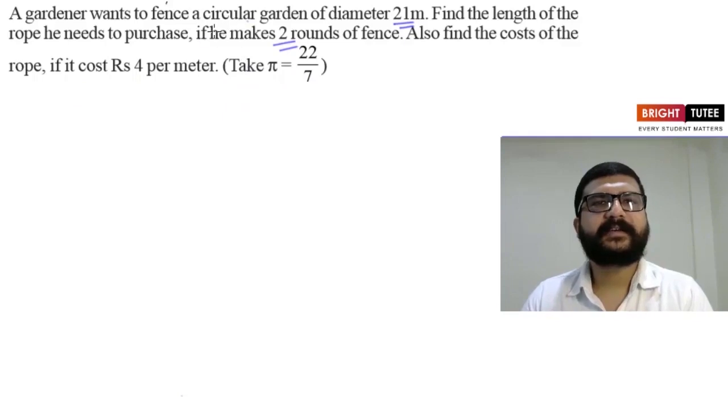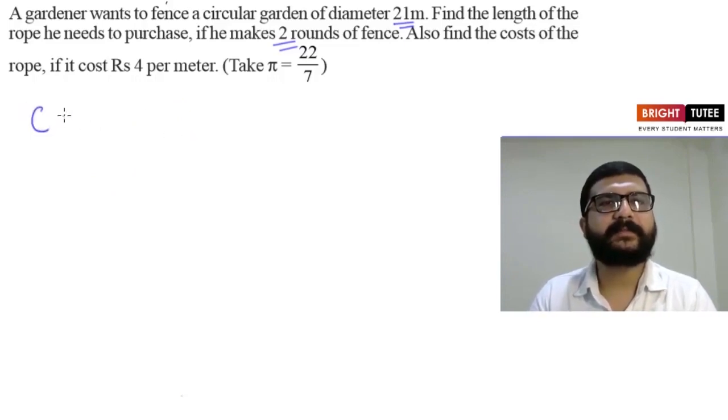So here, a circular garden is given and diameter is 21 meters. So what we have to do, we have to do fencing. For fencing we need distance around the garden, and for finding that distance we have to find the circumference of this circle. So here we will be finding circumference, and we know circumference is equal to 2 pi r.